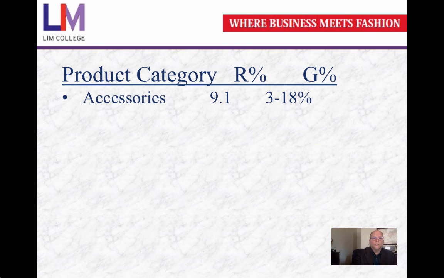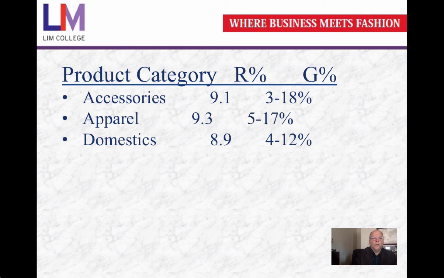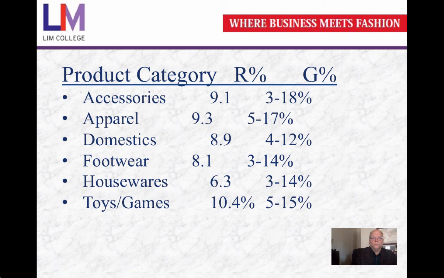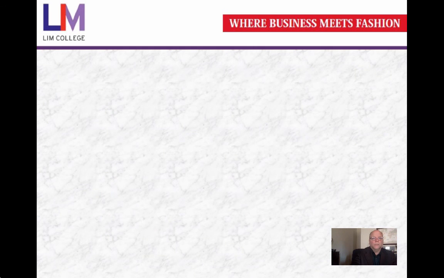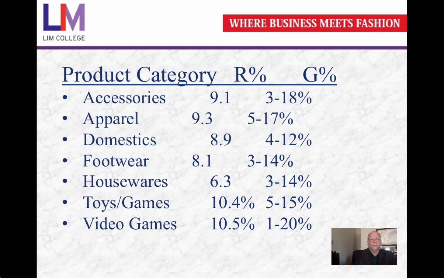This is just real quick, for your information: what typical royalty rates are. Accessories about 9.1%, apparel 9.3, domestics about 8.9, footwear 8.1, housewares, toys and games 10.5. I want to give you a little flavor of what royalty rates are. They range between 5 and 14%, typically about 9. Just analyze that and think about it for a while.